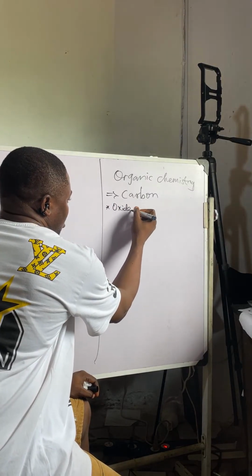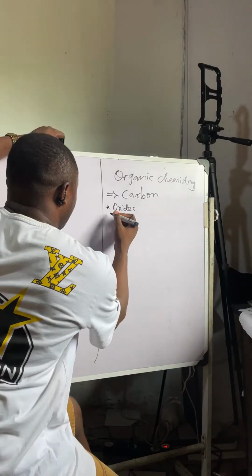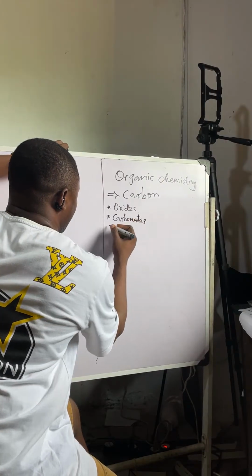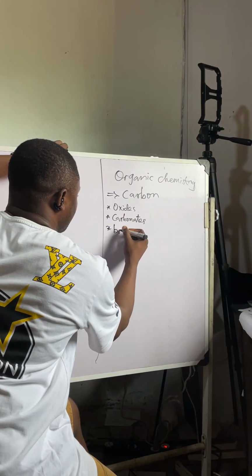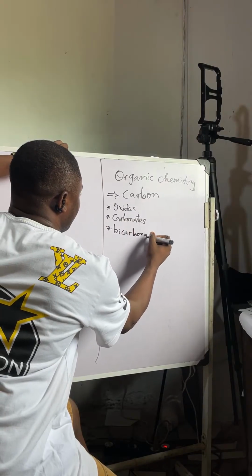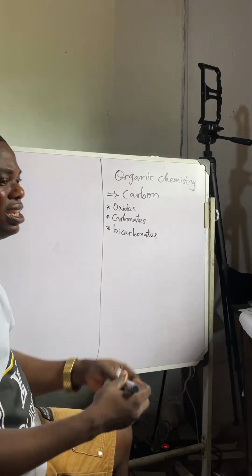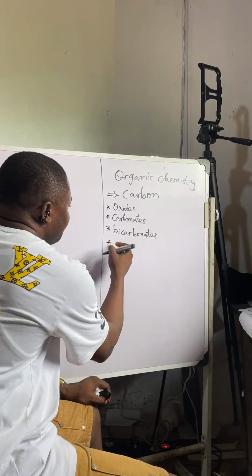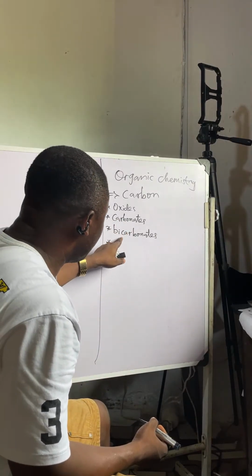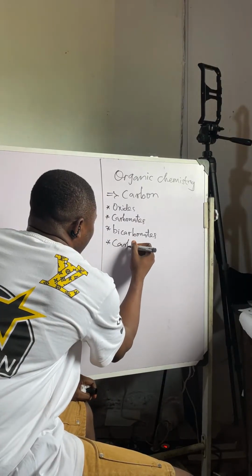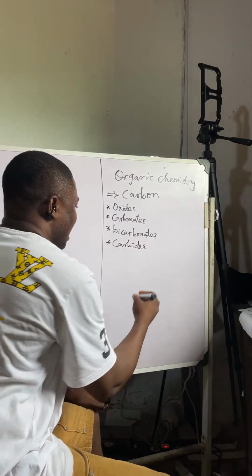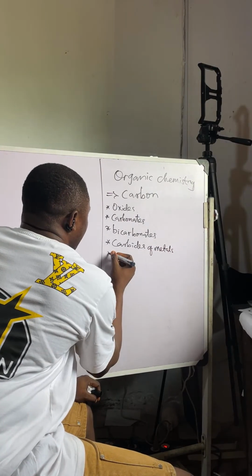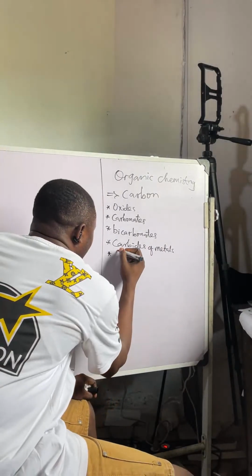Oxides. Another one is what we call the carbonates. Another one is what we call the bicarbonates. All these are compounds of carbon that are rather studied in inorganic chemistry. Then another one, remember I mentioned oxide, carbonate, bicarbonate, we have carbides of metals.